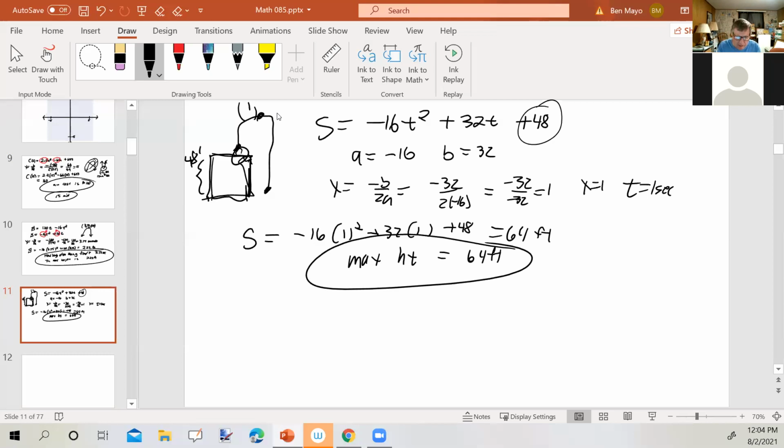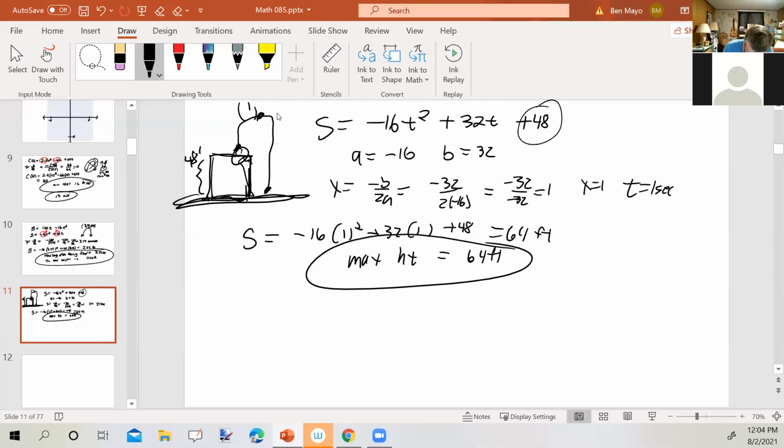But let's go back. The questions were different from the previous problem. In the previous problem, they wanted to know when it reached the maximum height and what the maximum height was. In this case, they want to know the maximum height, but they also want to know when it hits the ground. Well, what's the height when it hits the ground?